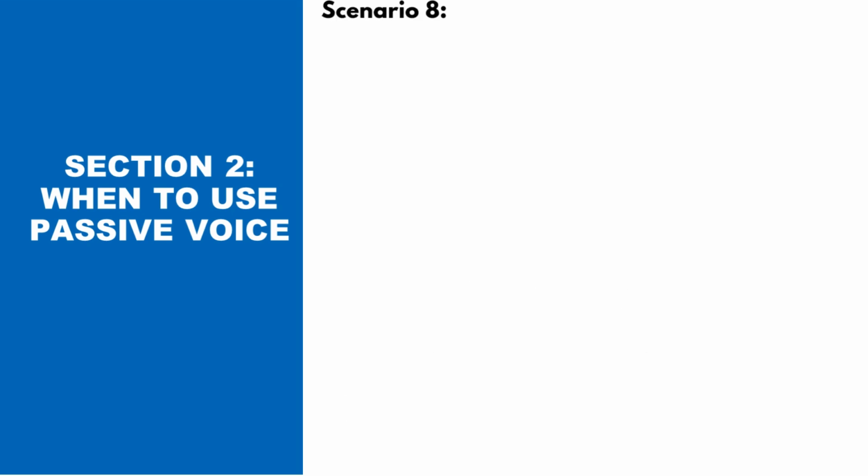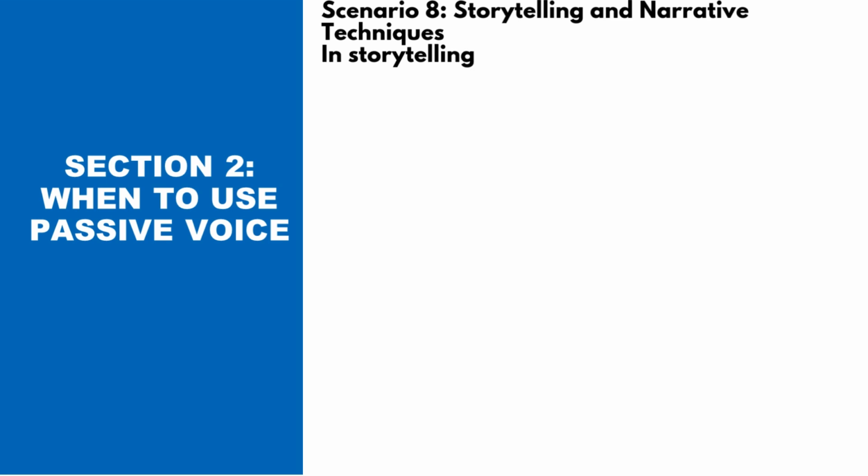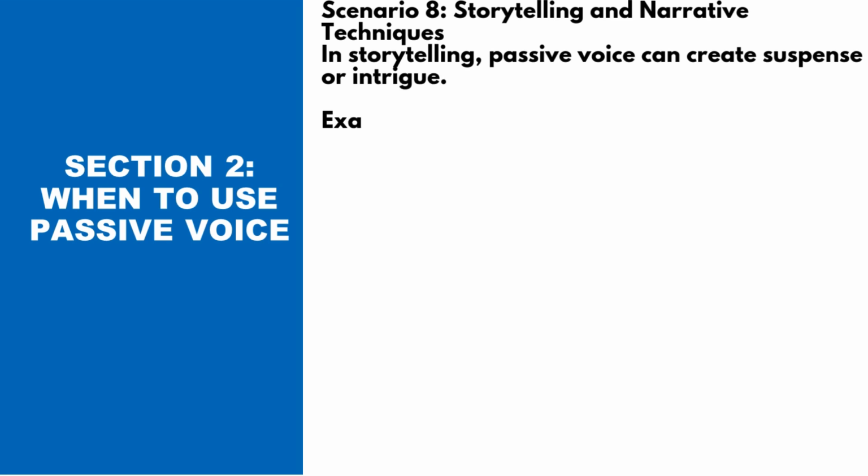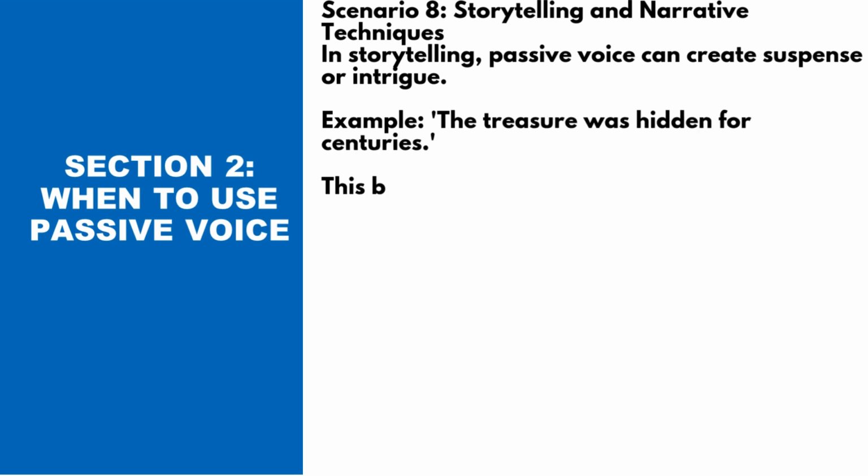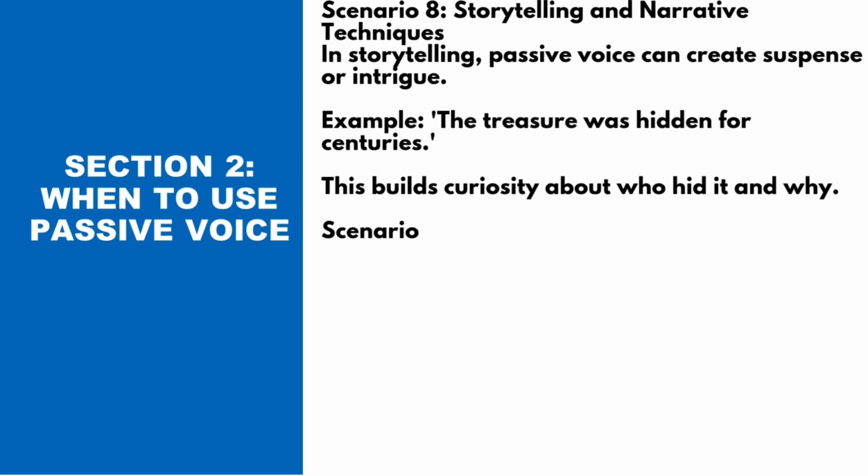Scenario 8. Storytelling and narrative techniques. In storytelling, passive voice can create suspense or intrigue, as we earlier hinted, but let's give more examples. For example, the treasure was hidden for centuries. This builds curiosity about who hid it and why.